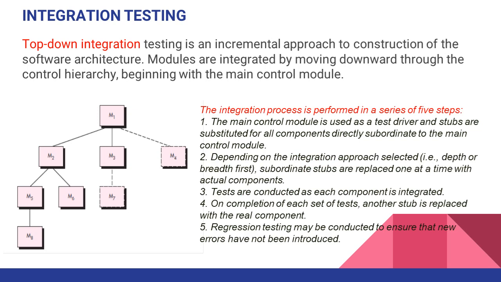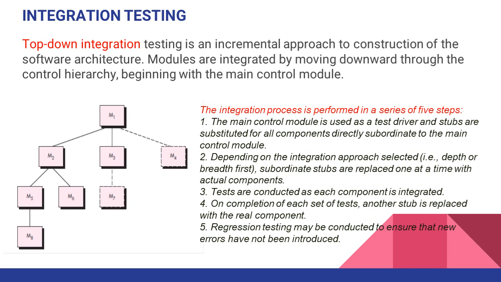The integration process is performed in a series of 5 steps. The main control module is used as a test driver and stubs are substituted for all components directly subordinate to the main control module. Depending on the integration approach selected, that is depth or breadth first, subordinate stubs are replaced one at a time with the actual components.